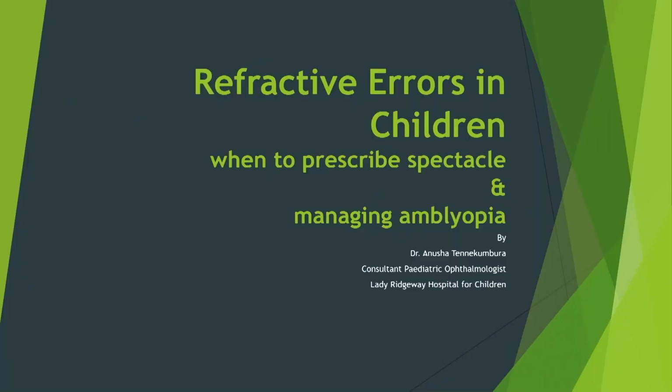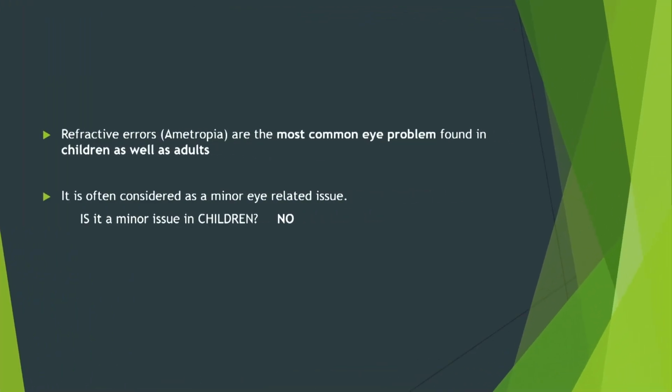Right. I have to talk about refractive errors in children and when to prescribe and manage in amblyopia. I think you have already heard about the refractive errors, so I don't have to go ahead with that. Refractive errors, or ametropia, is the most common eye problem found in children, as well as in adults. Usually it is considered a minor eye-related issue. Is it the case in children? Definitely no.